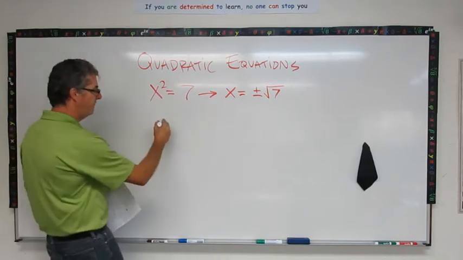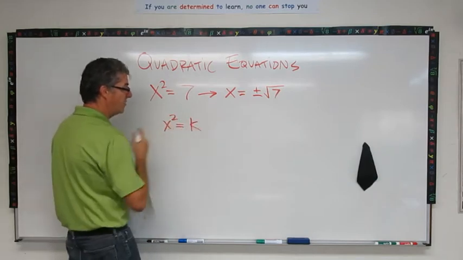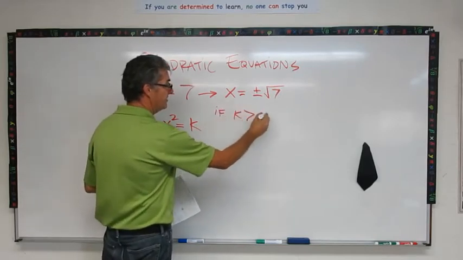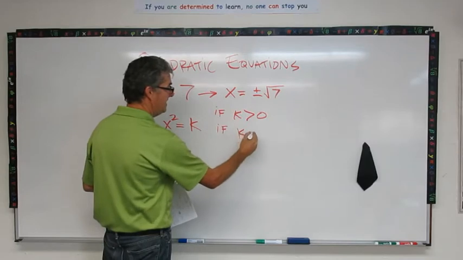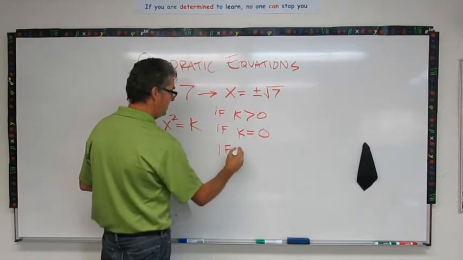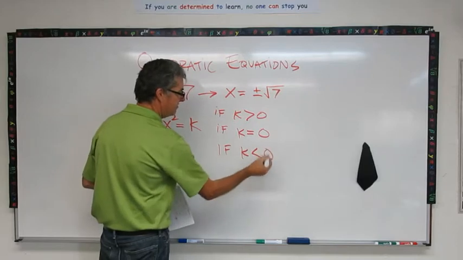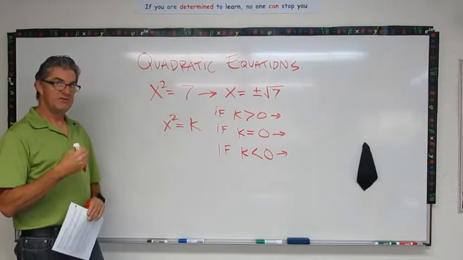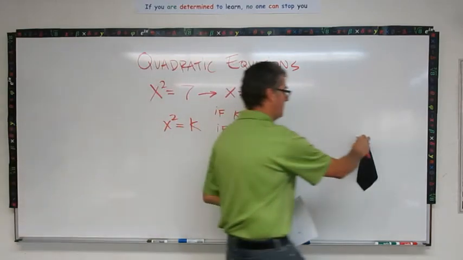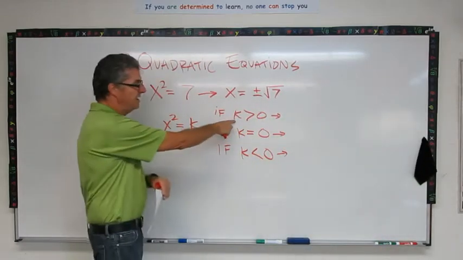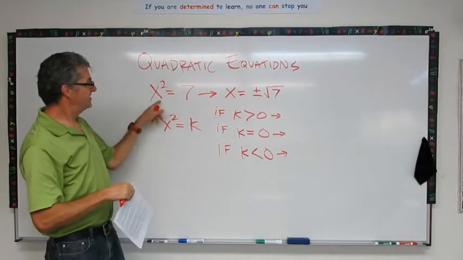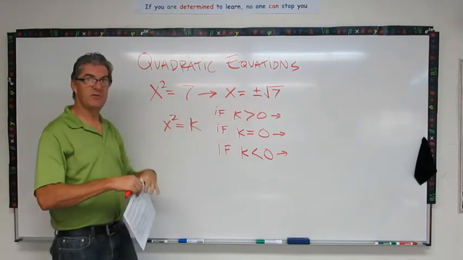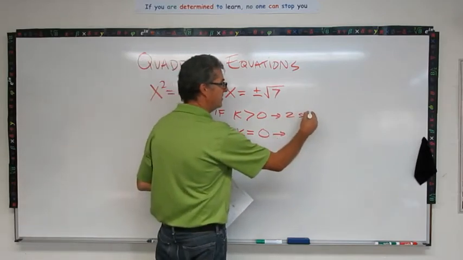So in general, for x squared equals some number k, we have 3 situations. If k is bigger than 0, if k equals 0, and if k is less than 0. These 3 situations have certain characteristics of their solutions. So let's take a look. If k is bigger than 0, as in this one, we had 2 solutions. We had the positive square root of 7 and the negative square root of 7. So there's 2 solutions.